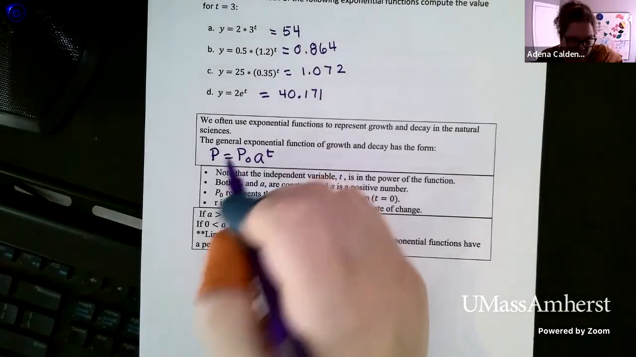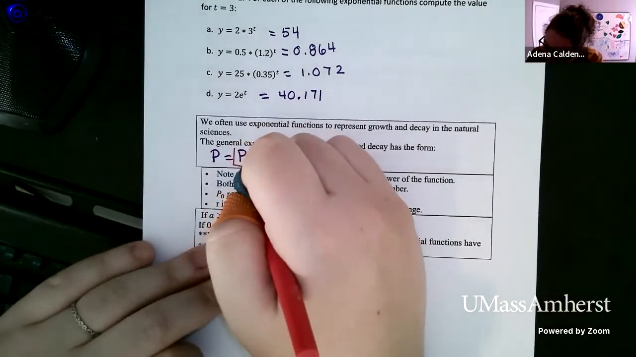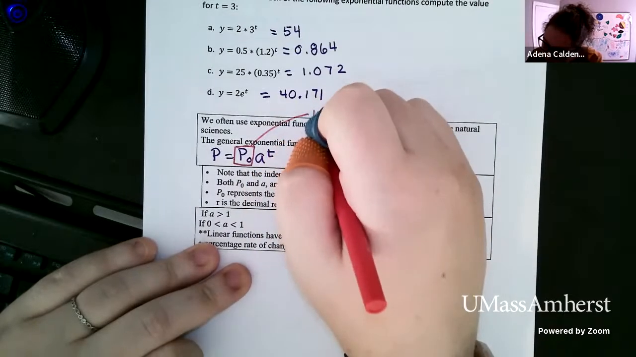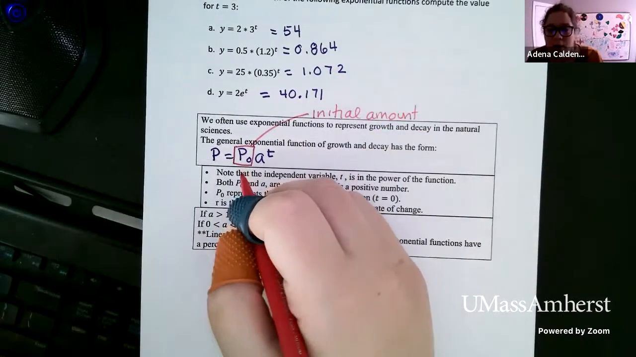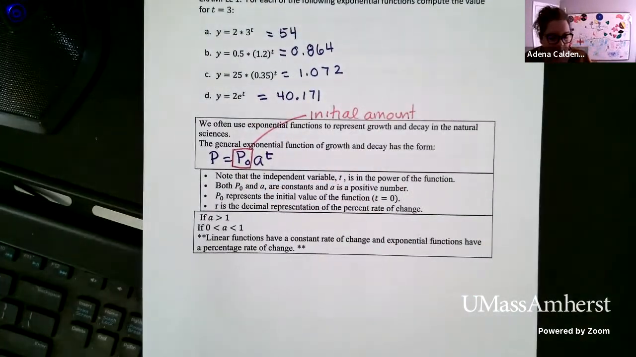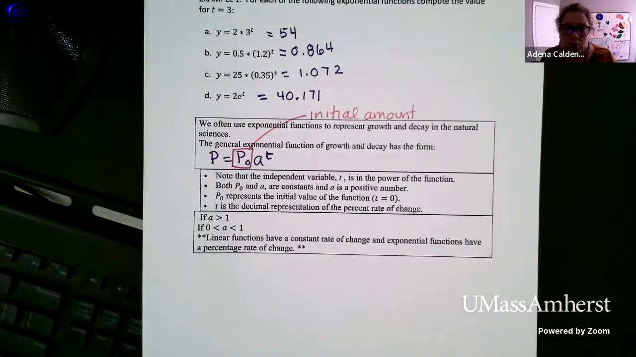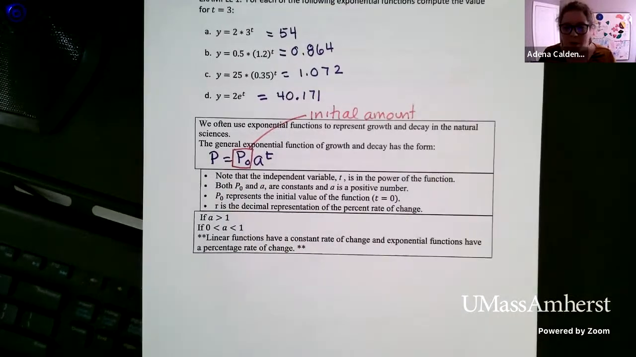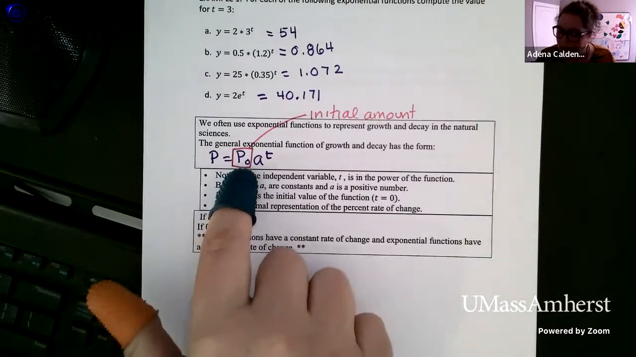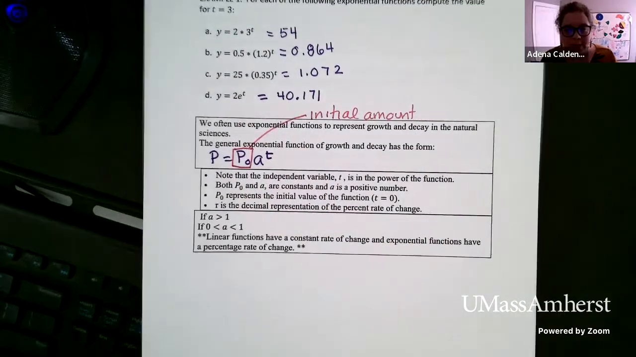Now here, this P naught represents the initial amount. Think of that 0 as the starting point. If we're talking about a population of penguins, and this number says 700, that means that initially there were 700 penguins. So whatever is here is whatever amount we're starting with for whatever we're measuring. Both P naught and A are constants. So the variable is the variable in the power, which is usually t.